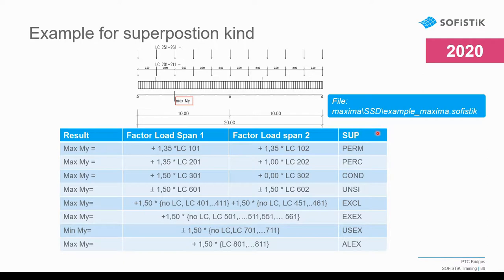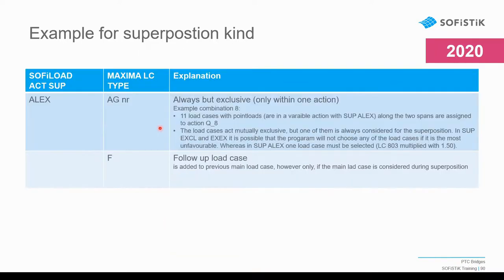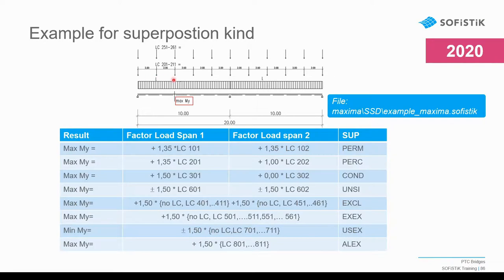But if the superposition type is set to LX, then the software or the corresponding module must take one of the load cases from these 11 load cases. In other words, the load cases act mutually exclusive, but one of them is always considered for the superpositioning to get the maximum MY bending moment in the cross section. If the superposition type is set to exclusive or extended exclusive, then it is possible that the program will not choose any of the load cases if it's the most unfavorable effect. So at the end of the day, the software will take load case 803 and multiply it with the unfavorable safety factor, which is 1.5.